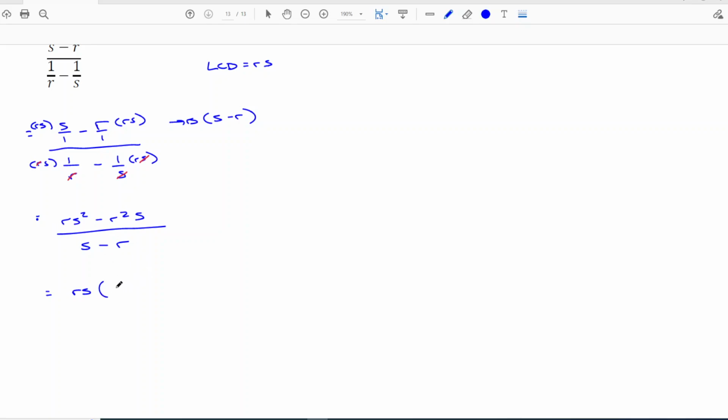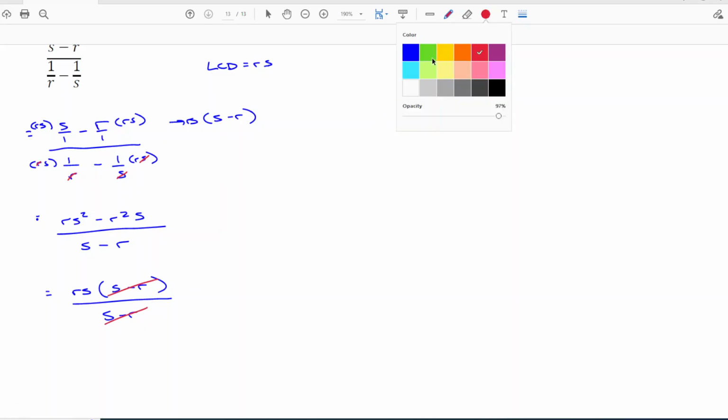So I'm going to factor out the RS to be left with S minus R over S minus R, and then these will cancel out, and I will be again just left with RS. Awesome. So pick your method, do them both, do one when it looks like this or one when it looks like this, or try both if you're stuck, but they're both available for you.